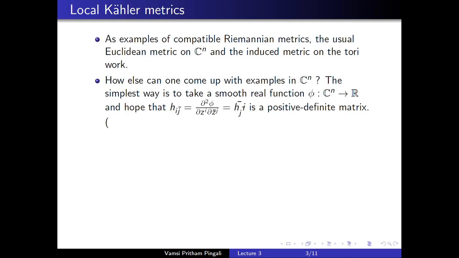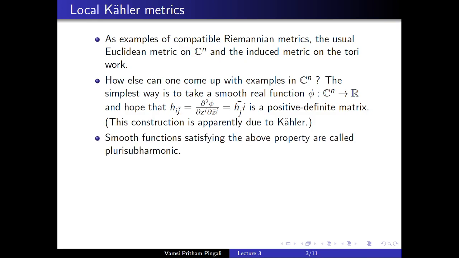Sorry, there's a typo there. All I wanted to say is h_ij bar is h_ji bar, the whole thing bar. Namely, this is a Hermitian matrix, right? For those functions phi for which it is positive definite, we can get an example of a compatible Riemannian metric by using the real part of this Hermitian matrix, right? So this is a very systematic way to produce examples in Cn. I believe this construction is due to Kähler, but I haven't verified the historic authenticity of this remark.